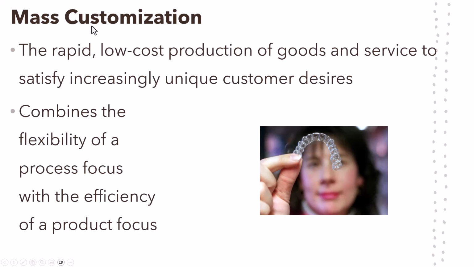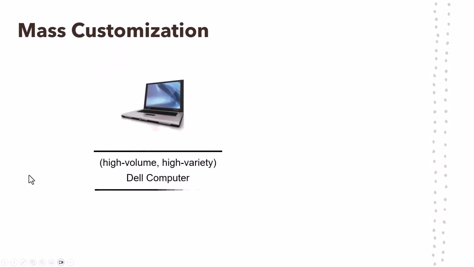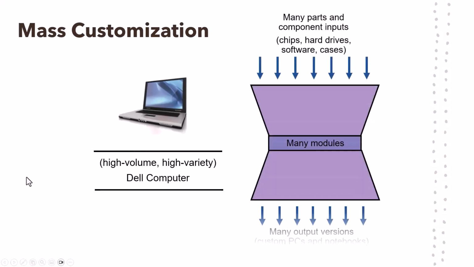Mass customization: the rapid, low-cost production of goods and services to satisfy increasingly unique customer desires. So this is the fourth process strategy. If you think about Invisalign, right, or even just regular dentures, it's all built on one base plastic material, and it's customized based on your teeth. So it's the same base process, right? But then they'll customize it based on your needs.